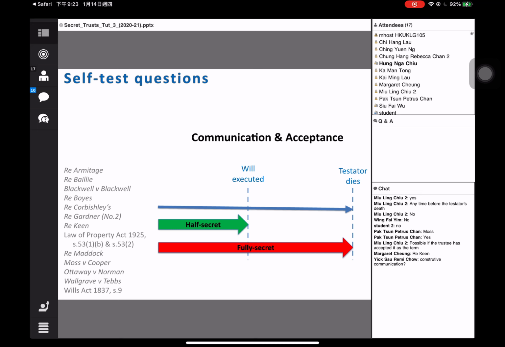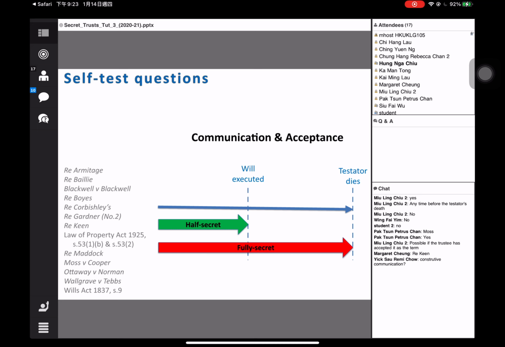And question number 7, what is the position if the secret trustee or the secret beneficiary predeceases the testator, if they die before? Well, let's start off with the secret beneficiary. What can we say about this? Well, there is a case which examiners love to make reference to or structure a problem question in a way which requires you to make reference to. And this is the case of Re Gardner number 2.